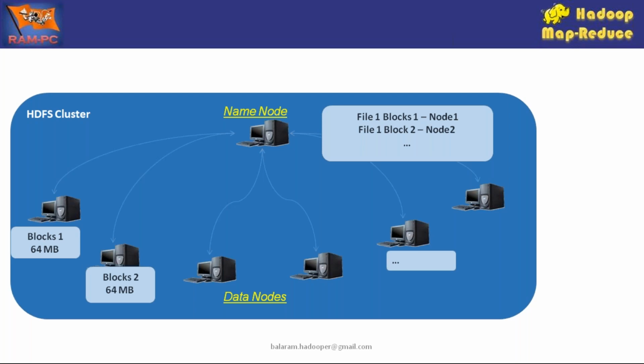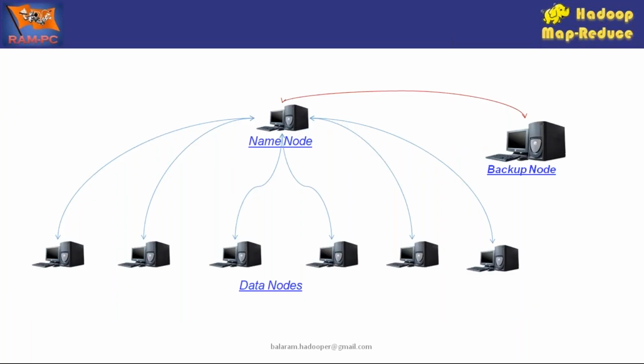Now we may have one doubt: if the name node fails, then we will lose the namespace, and the cluster is useless. How can we handle that? For that, we have the concept of a backup node. In the old versions, there is a secondary name node, a checkpoint node, and a backup node. Under different names, different servers are maintained to recover the name node.